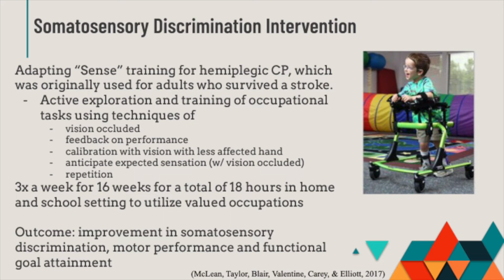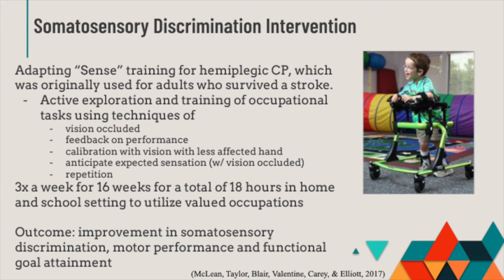The next intervention that I want to talk about is somatosensory discrimination. The prevalence of somatosensory impairments has been reported to be more than 75% in kids with CP, especially stereognosis and proprioception. Researchers of this intervention in 2017 couldn't find any evidence-based interventions to improve somatosensory function in children with neurological impairments.